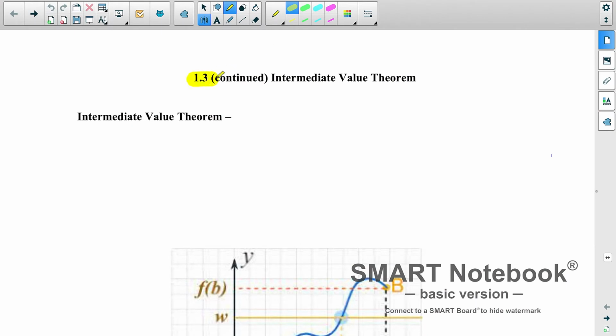Okay everyone, welcome to 1.3 continued, the intermediate value theorem.